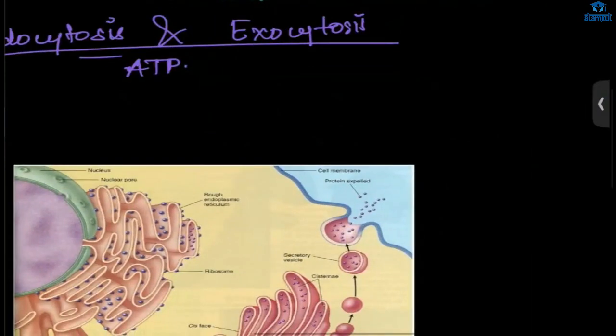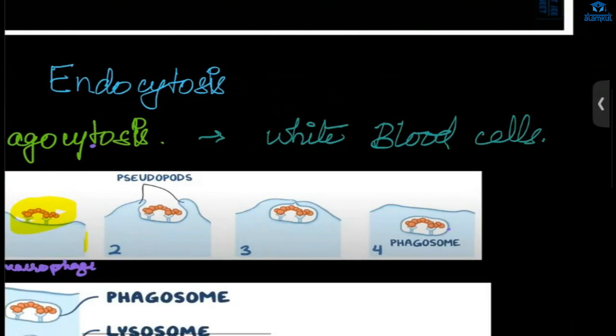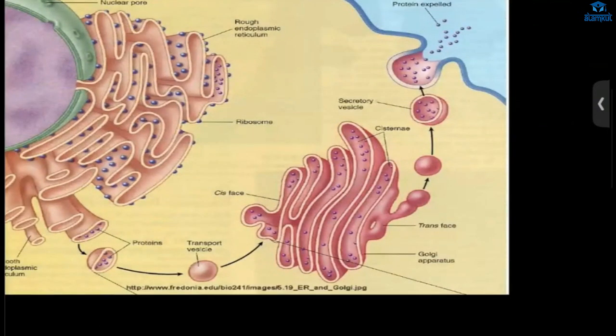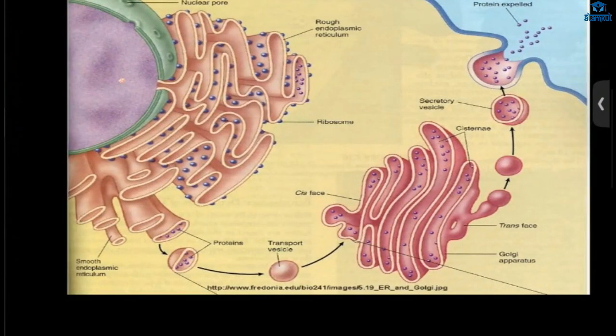Next, exocytosis. Endocytosis means the content will come inside the cell. In exocytosis, the content will move out of the cell. Now you can see here, we have a nucleus, and this is the endoplasmic reticulum.